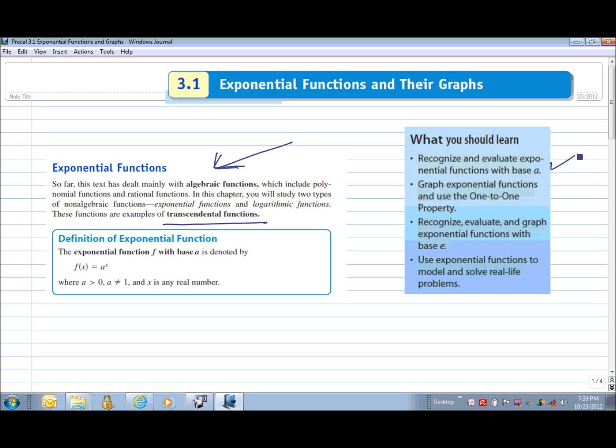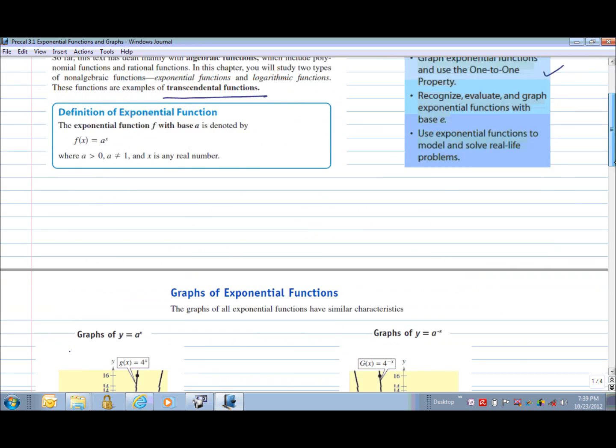Things that we should learn are to recognize and evaluate exponential functions with base a. We're going to do that tonight, and we're going to talk about graphing exponential functions and using the one-to-one property. Those are the two things we're going to go on tonight. Later on, we'll learn about evaluating graphs of exponential functions with base e, and we'll also learn about exponential functions modeling real-life problems.